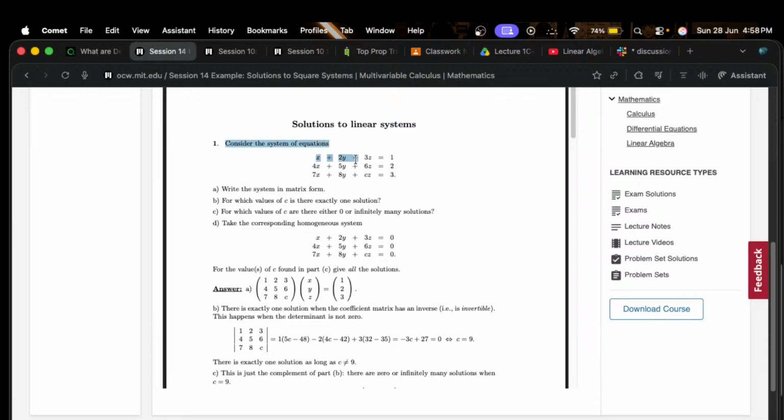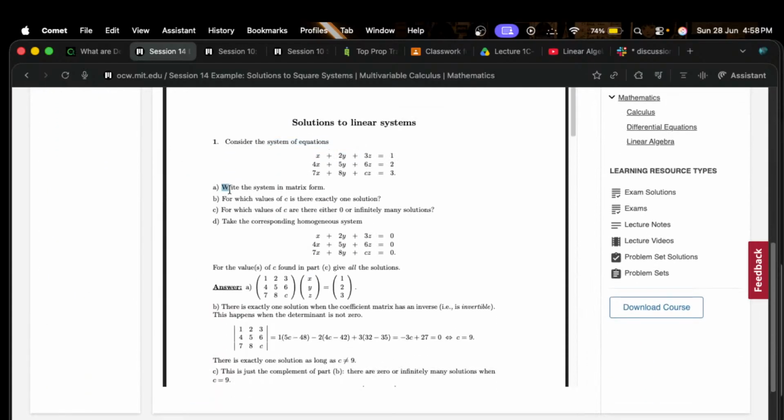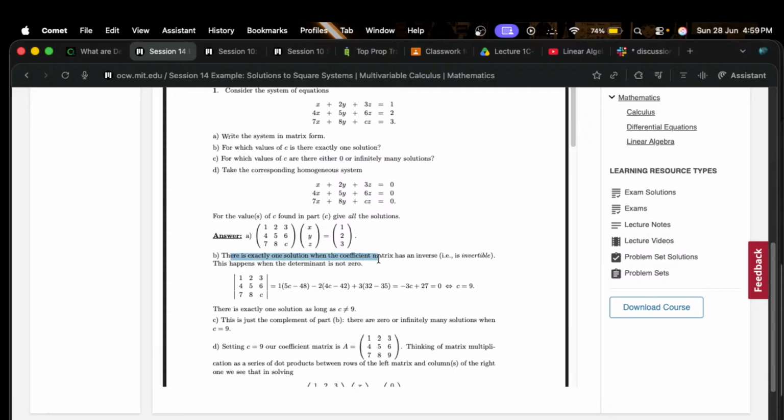Okay, consider the system of equations. Write the system in matrix form: 1 2 3, 4 5 6, 7 8 C, times XYZ, equals 1 2 3. For which values of C is there exactly one solution? There is exactly one solution when the coefficient matrix has an inverse, that is, it is invertible. This happens when the determinant is non-zero. So we just have to figure out the determinant here.